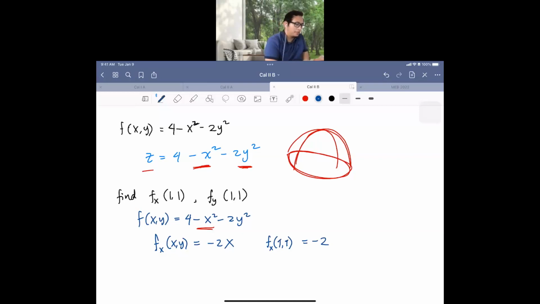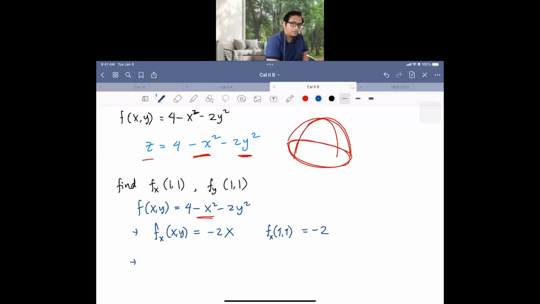Now same thing for partial y. We are going to have only y as our variable. This will be minus 4y. So partial y at (1, 1) will be equal to negative 4.